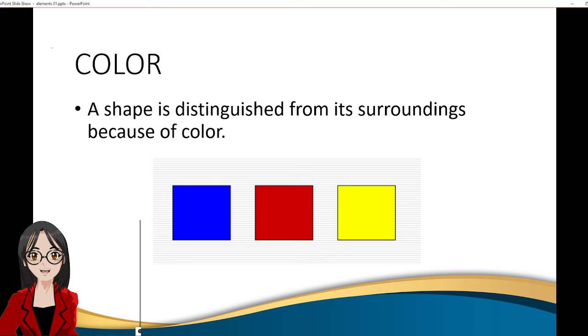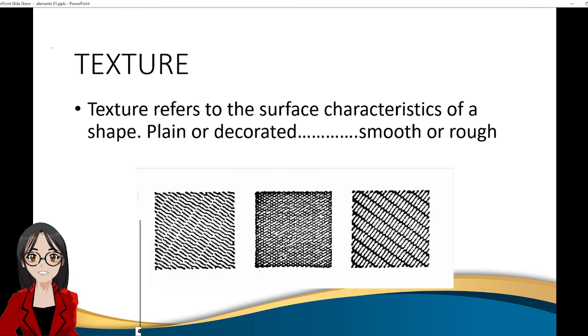A shape is distinguished from its surroundings because of color. So, here we have the illustration of a square shape. And if we look at the size, I think, let's call it a medium. And then, we have color. So, the blue, red, yellow. And the last thing is what we call the texture.